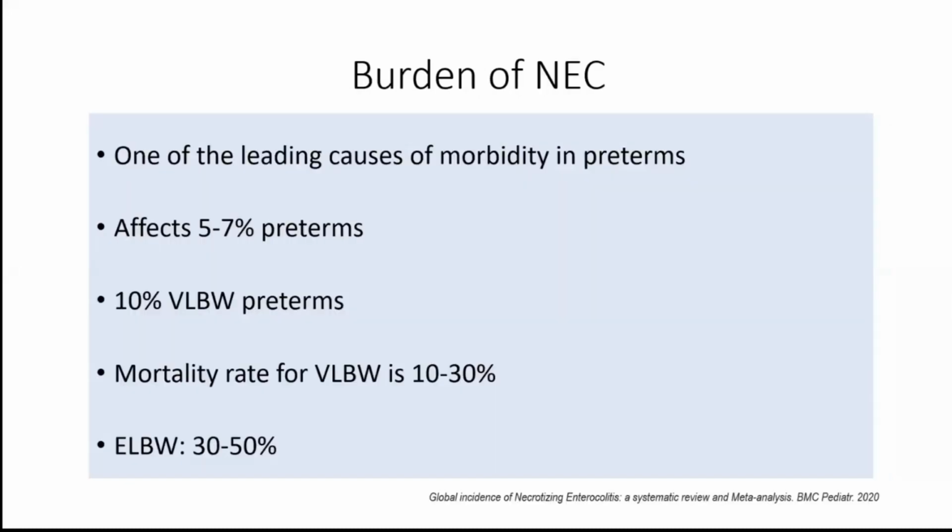So, why is it important to discuss various aspects of the disease? Because NEC is one of the leading causes of morbidity in preterms. It affects around 5 to 7% of preterm babies and 10% of very low birth weight preterm. Mortality rate for VLBW babies with NEC is 10 to 30%, and it is 30 to 50% in case of extremely low birth weight babies with NEC. This increased incidence of NEC is attributed to improvement in neonatal care and better survival of premature infants over time.